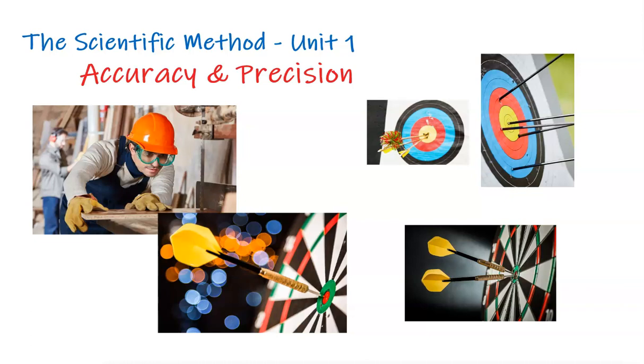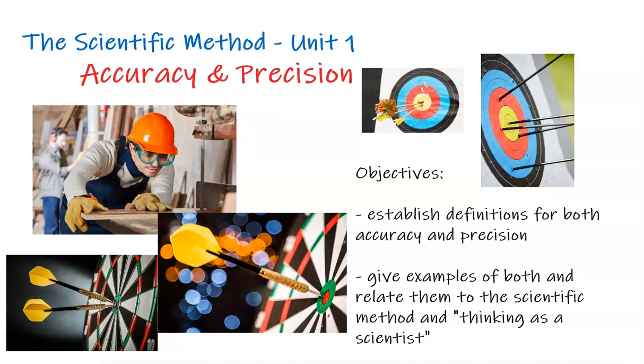This is the Scientific Method, Unit 1 playlist, and this video is looking at accuracy and precision. So the objectives of this video are to establish definitions for both accuracy and precision, to give examples for both and relate them to the scientific method, and also to get the students to think about how to think as a scientist, how to transfer your way of thinking and your selection of choices and how you work through problems as a scientist would.